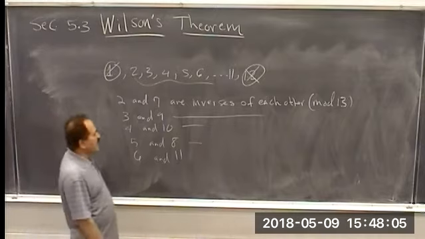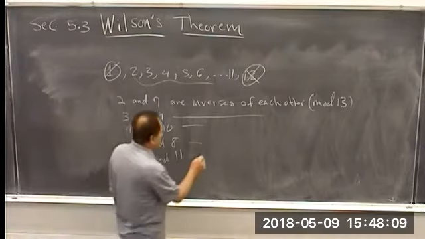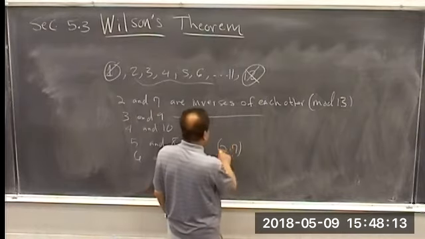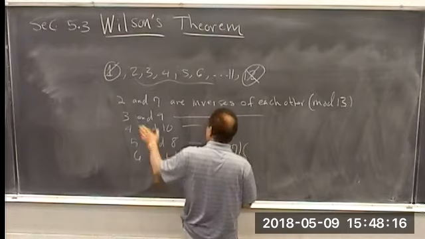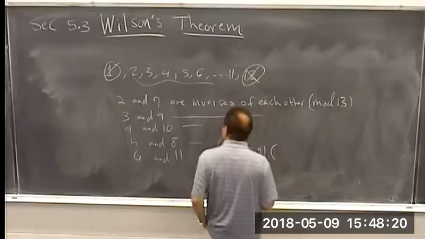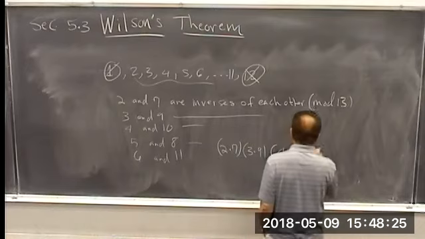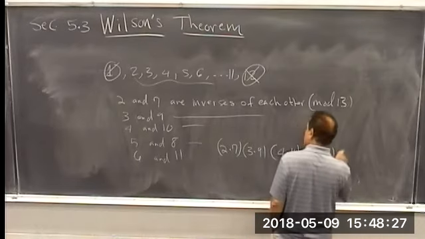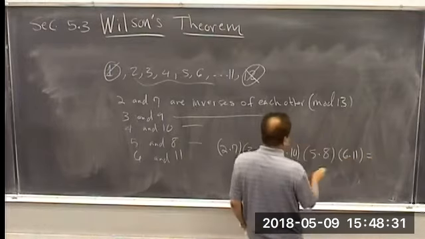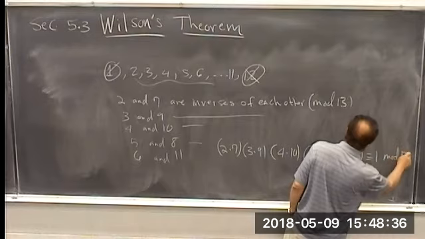Now, when we look at the product of these, if I take 2 times 7, this is going to give me 1 mod 13, and then take 3 and 9. In other words, rearrange the product: 4 and 10, and 5 and 8, then 6 and 11. Each one of these, again, gives us 1 mod 13, so their product is going to be this.